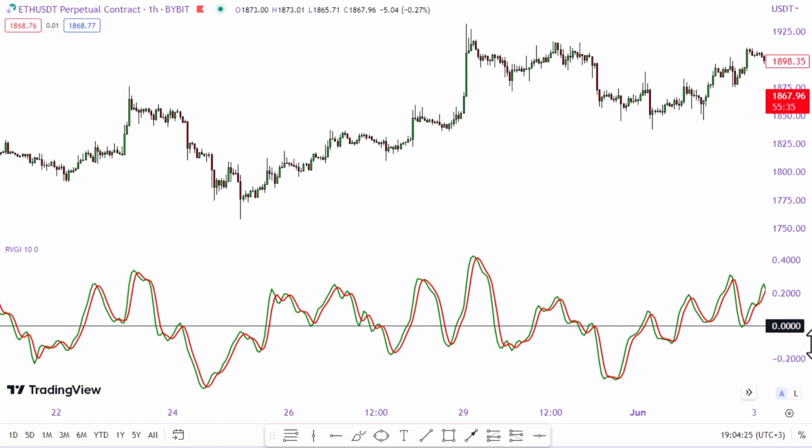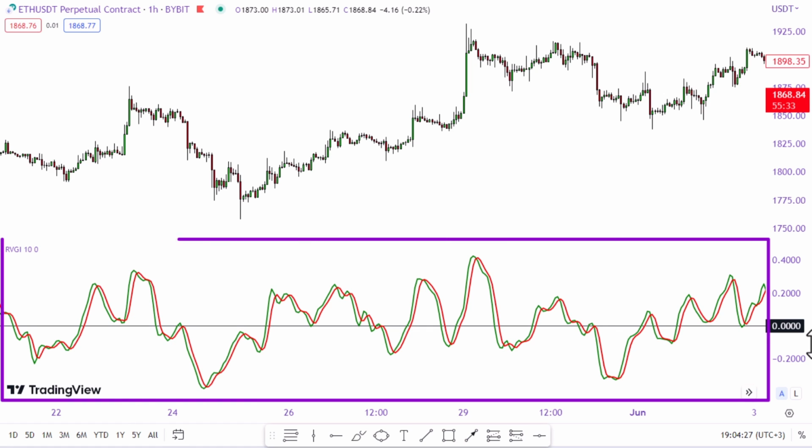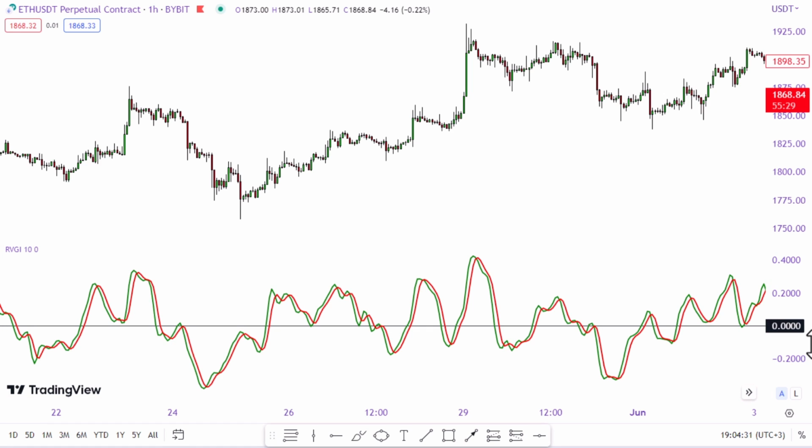The RVI indicator is shown in a separate window below the price chart and includes two lines, the RVI and signal lines. The RVI line responds more rapidly to price changes than the signal line, which is a bit slower. Trading signals for the RVI are generated when these two lines intersect. Now let's talk about the three main trading signals provided by the RVI.